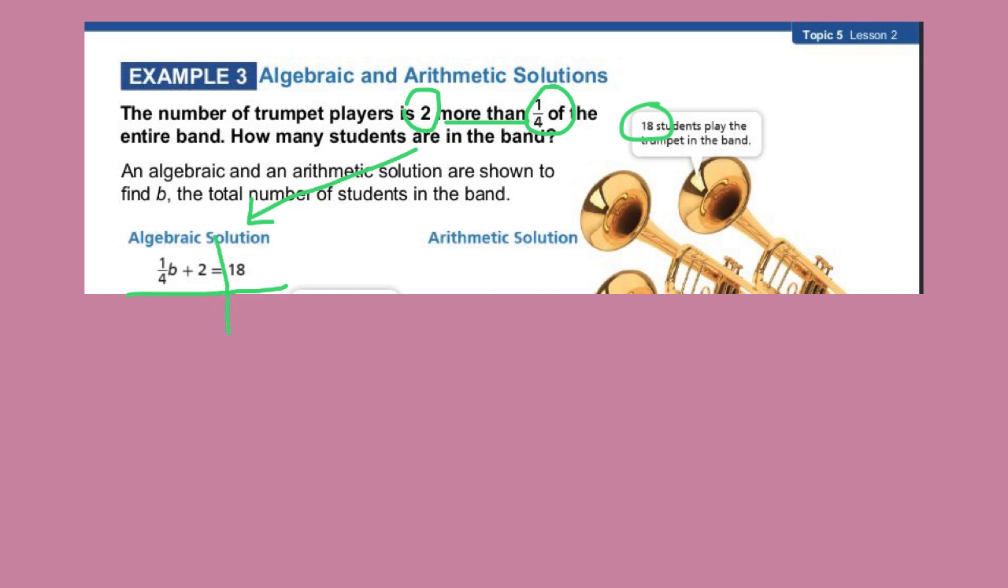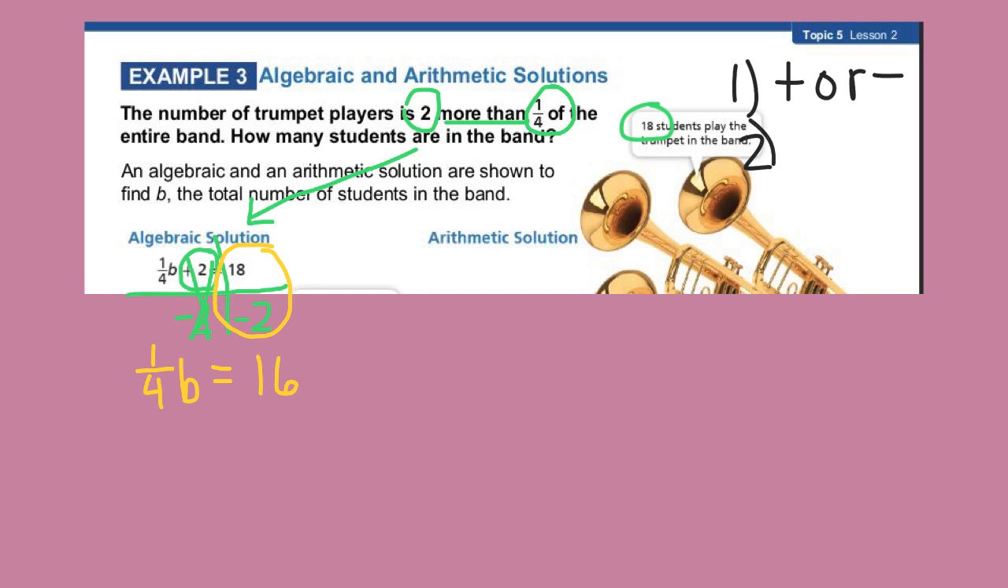Step 1, we're going to add or subtract. So I'm going to look at this one. You always start on the side with the variable. The opposite of adding 2 is subtracting 2. 2 minus 2 is 0. I'm going to bring down 1/4 B on the left, an equal sign in the middle. 18 minus 2 is 16.